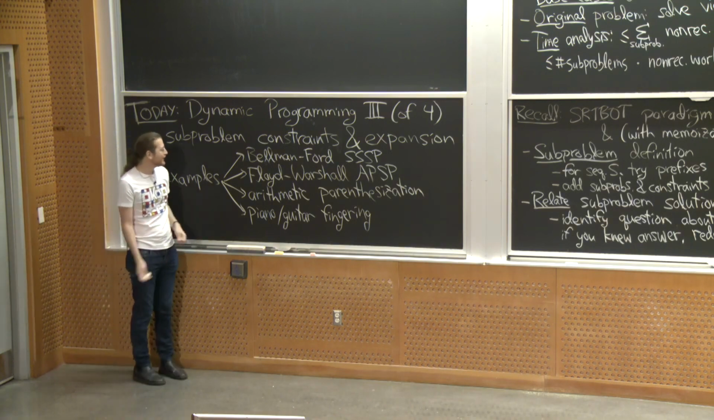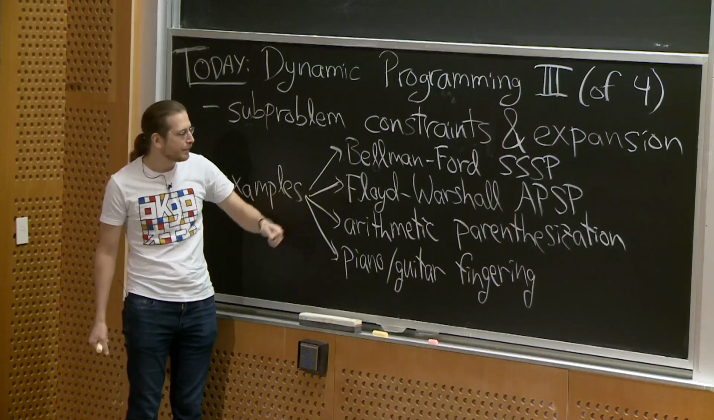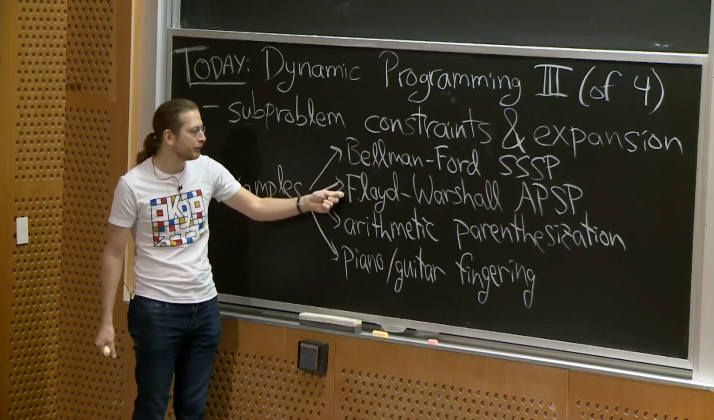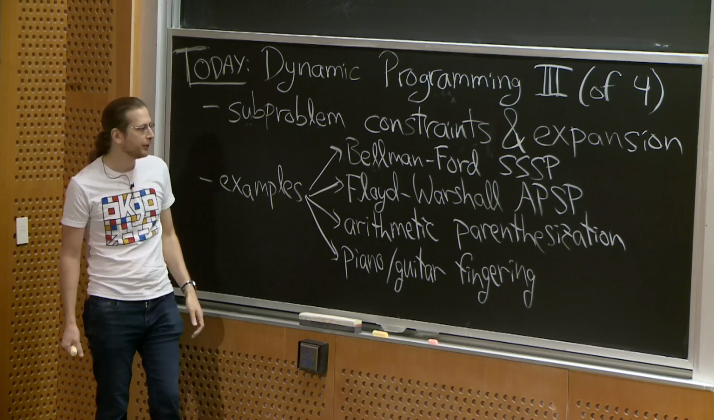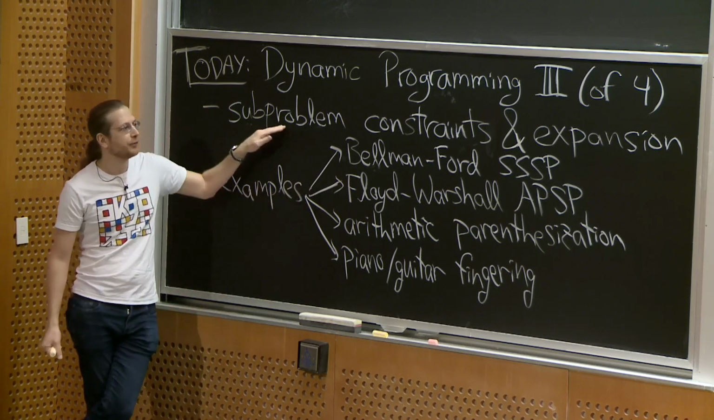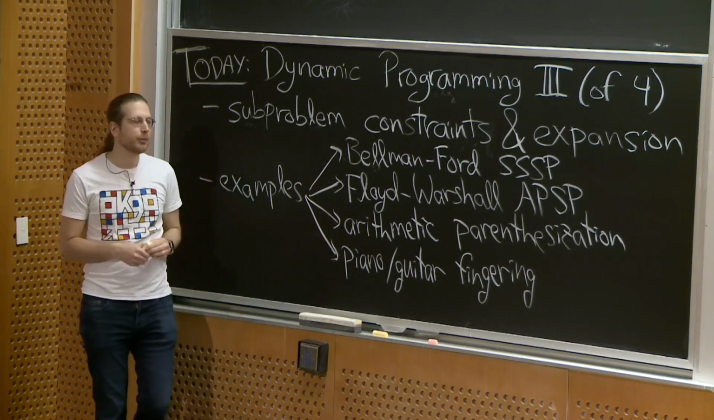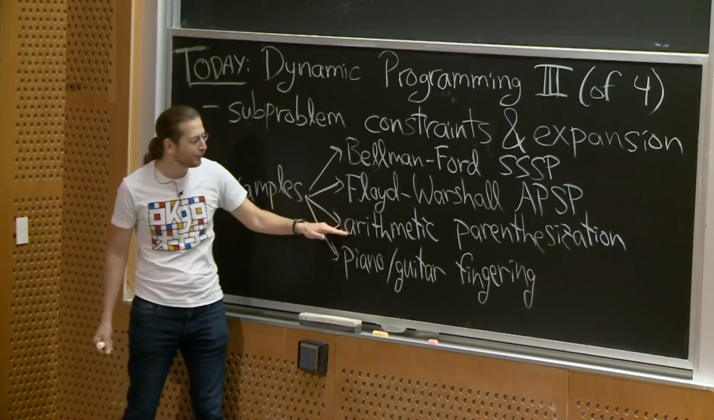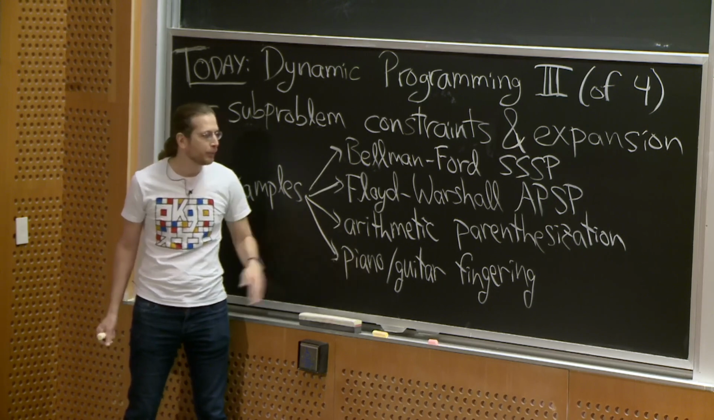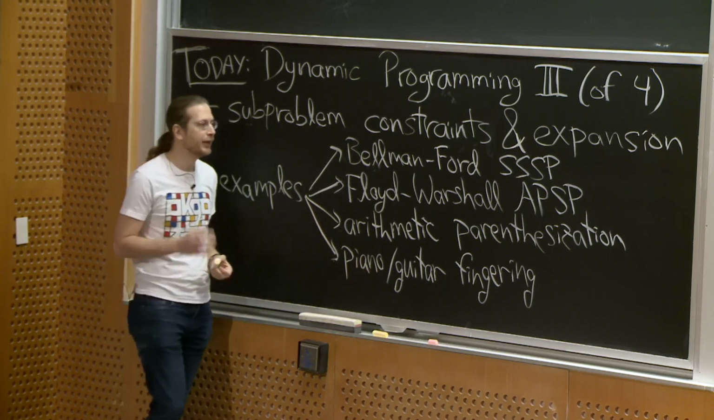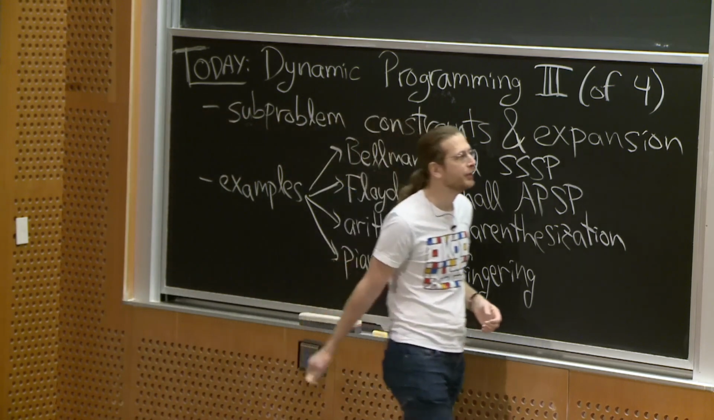It sounds cool. All right, then we'll go to all pairs shortest paths. We'll see a new algorithm for that. That's not asymptotically any better, but it's nice and simple, and a cool way to see subproblem expansion. And then we'll look at a couple of practical problems: parenthesizing arithmetic expressions, and a real-world problem, piano and guitar fingering, so assigning a fingering to how to play a piece.